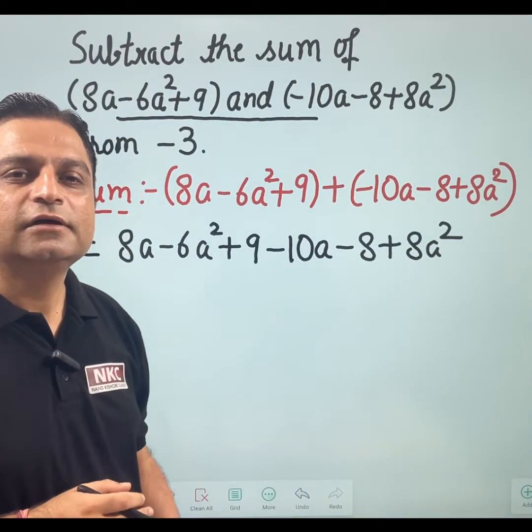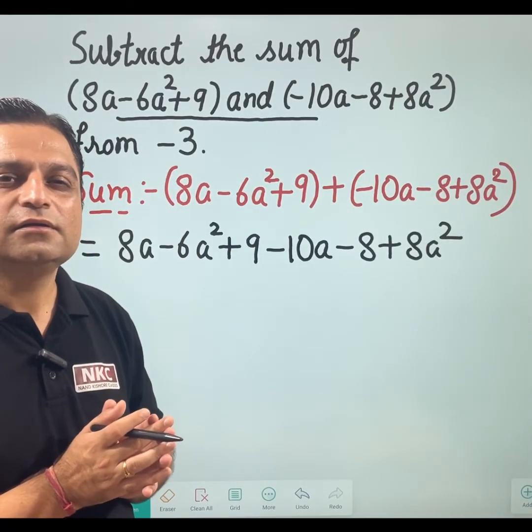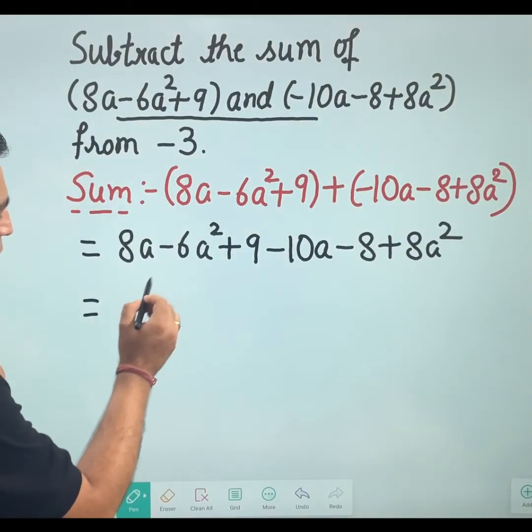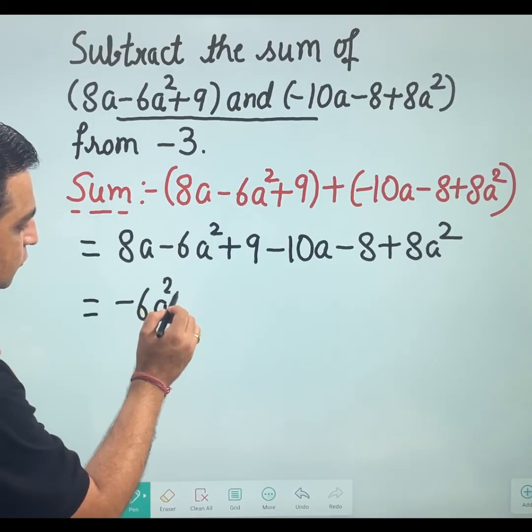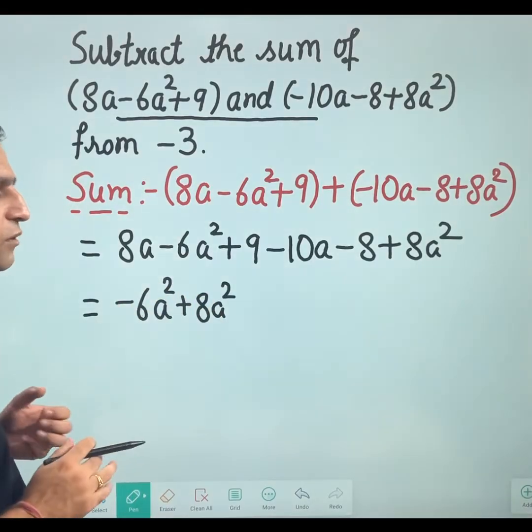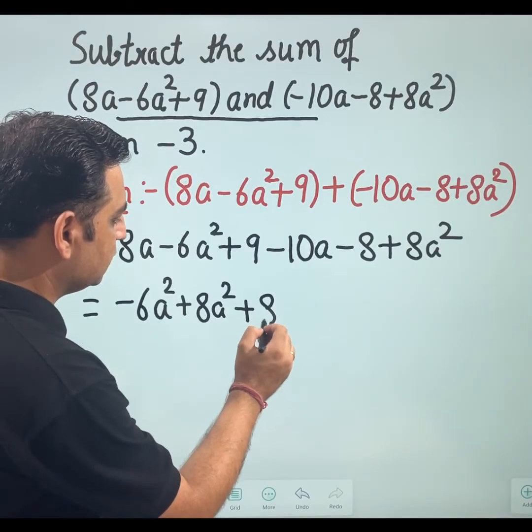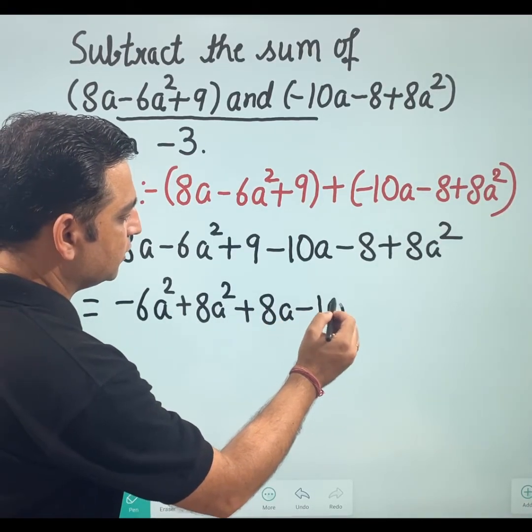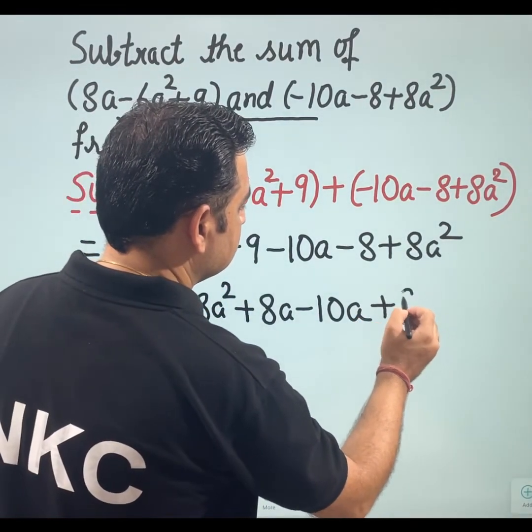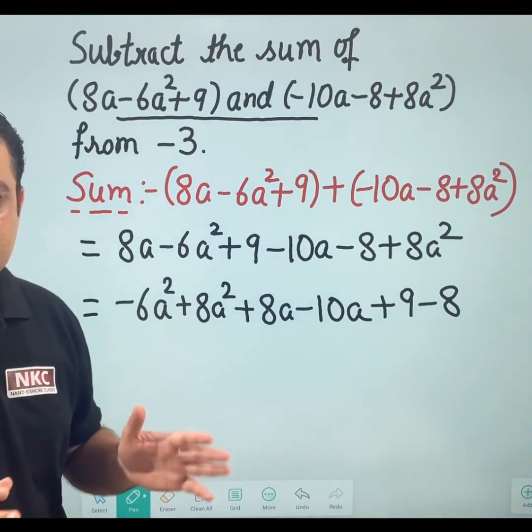Now I would suggest that like terms should be written together, near each other, so that there is no mistake in the calculation further. For example, I am going to take the terms containing a square: minus 6a square plus 8a square. I am writing them together. Then the terms containing a, which are 8a and minus 10a. And then the constant terms, one is 9 and the second is minus 8. I have written them together.